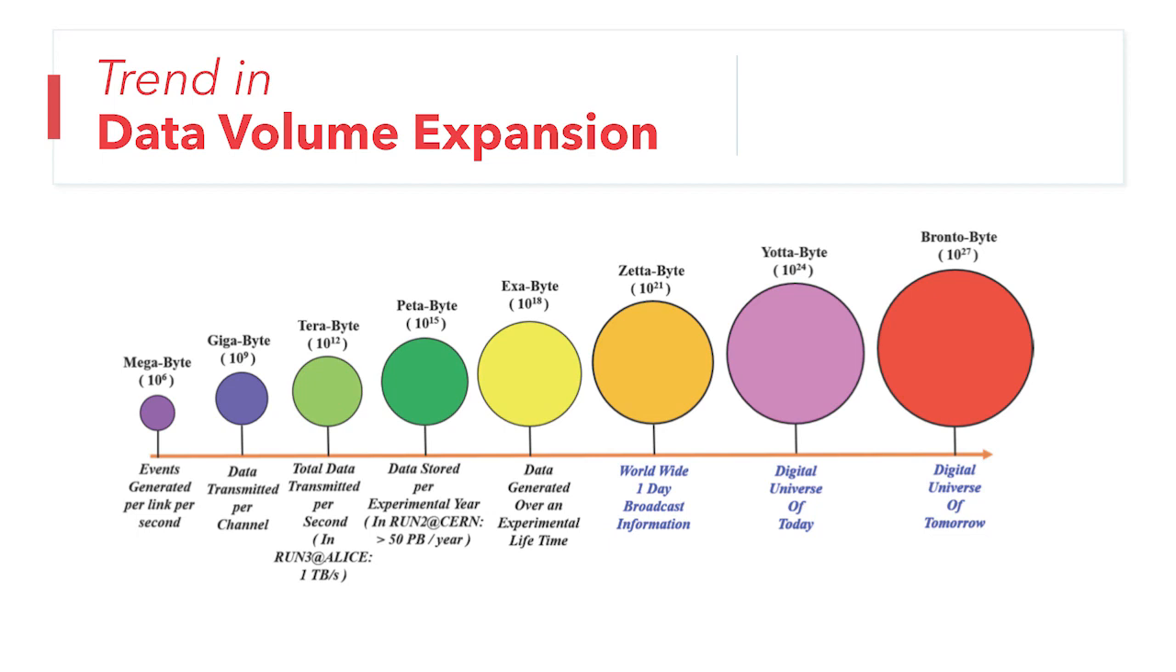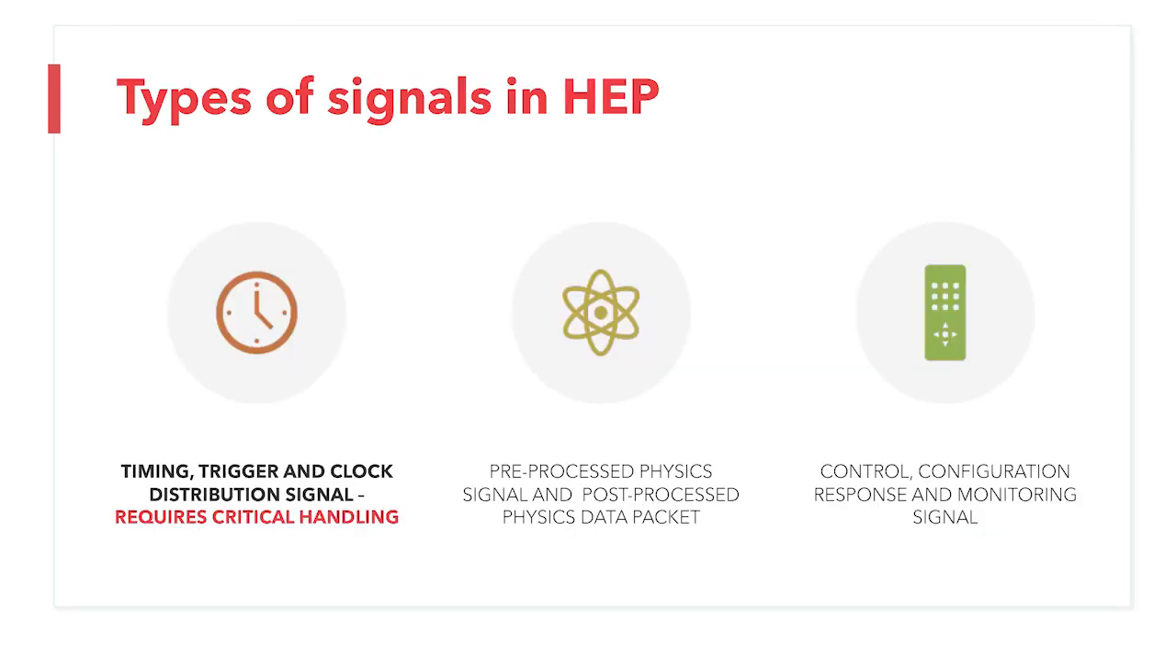In the next slide, I want you to understand the types of signals that are very critical in high energy physics. We can broadly group high energy physics signals into 3 parts: timing, trigger, and clock distribution signals, commonly referred to as TTC signals. Second is the pre-physics signal or the post-processed physics data packet. And the third is the control, configuration, response, and monitoring signal.